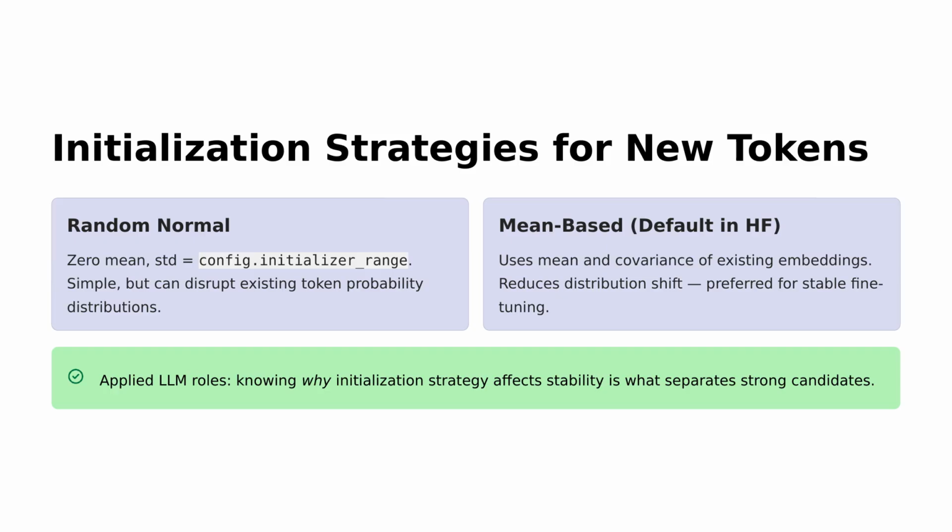When adding new tokens, initialization matters more than people think. A simple option is random normal initialization with zero mean and a standard deviation set by the model config, but that can disturb the model's existing token probabilities. A better default, used in Hugging Face, initializes from the mean and covariance of the current embeddings. That reduces distribution shift and usually leads to more stable fine-tuning. Understanding that trade-off is important in applied LLM work.